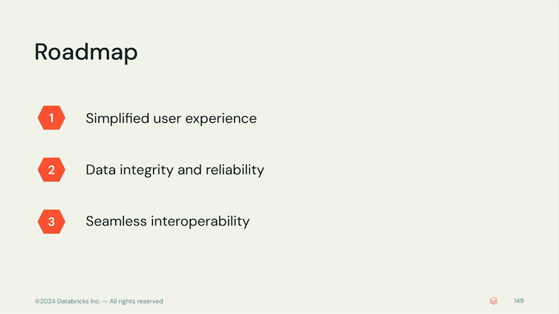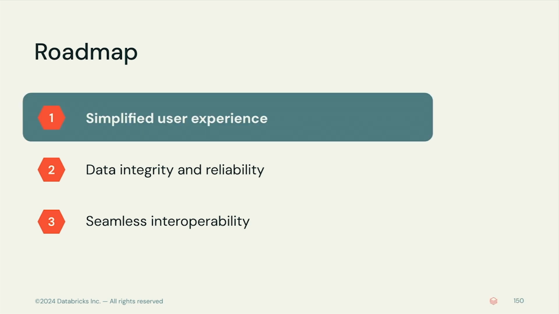So there's three things that we generally focus on here at Delta Lake. We're always thinking about simplifying the user experience, so making it much easier to work with Delta Lake. The second thing is data integrity and reliability is paramount, and so there are some upcoming innovations there. And then finally, it's super important that we enable seamless interoperability with the broader ecosystem of tools that you may be using in your real-world data ecosystem and architecture.